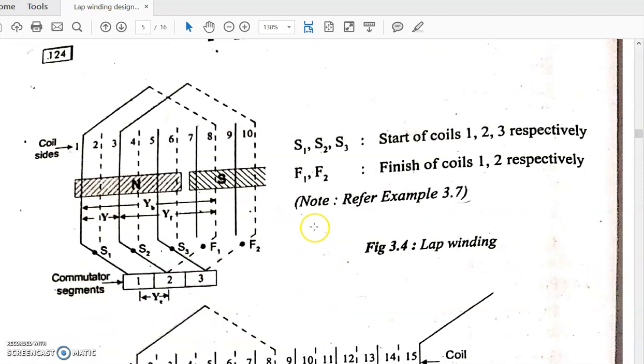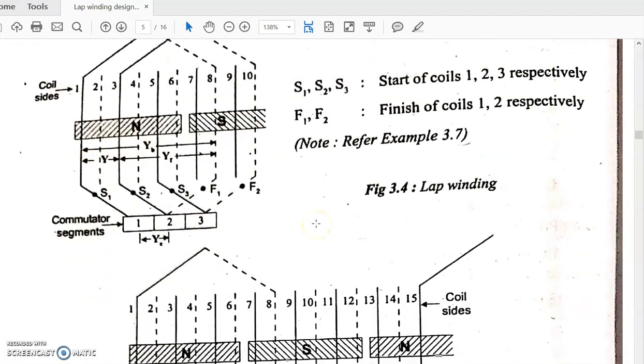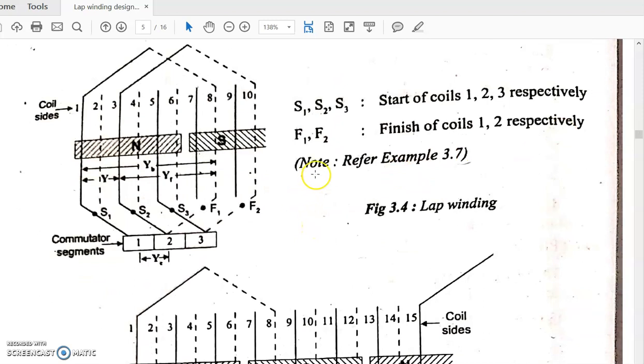So now let us see how lap winding and wave winding are represented. See here, the dark lines represent the top side of a coil, the top coil side, and the dotted line is the bottom coil side. Top coil sides are numbered in odd numbers: 1, 3, 5 and so on. And 2, 4, 6, 8 and so on are the even-numbered bottom coil sides.